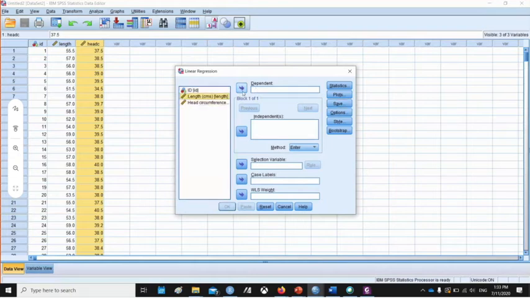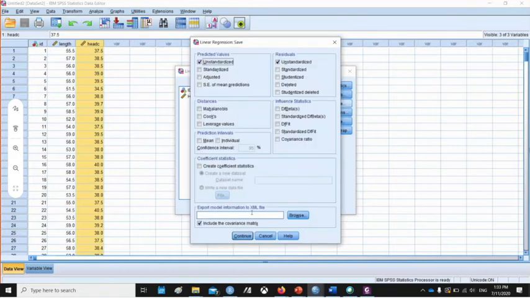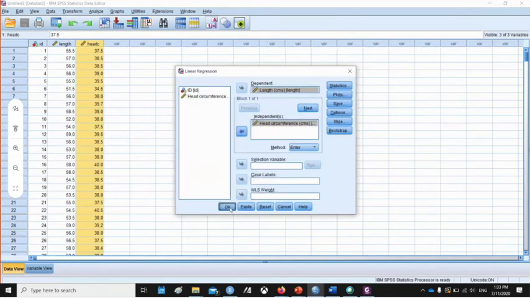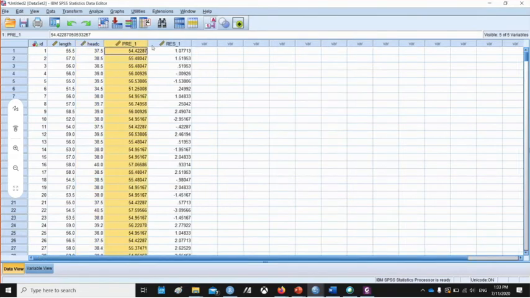Okay, so two variables will be generated. One is the predicted value, the other one is the residual value.